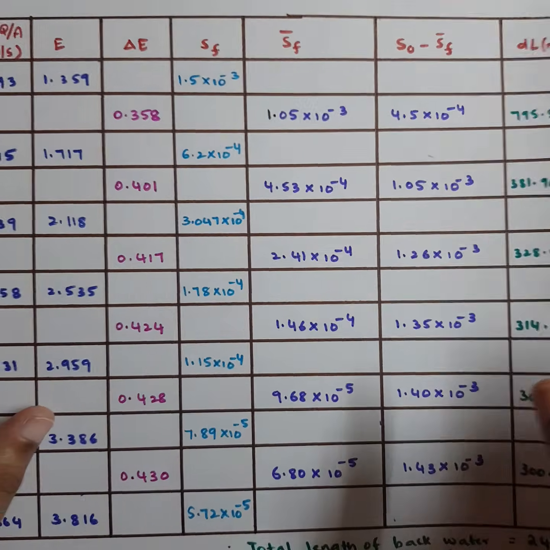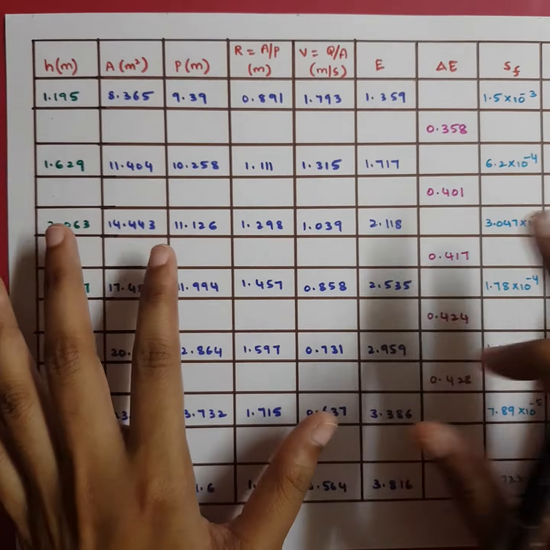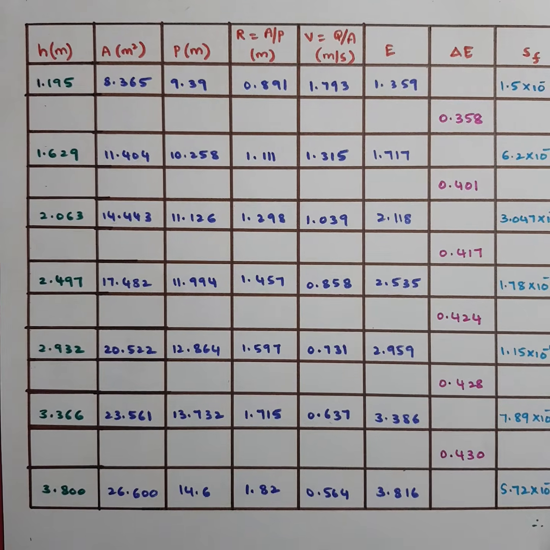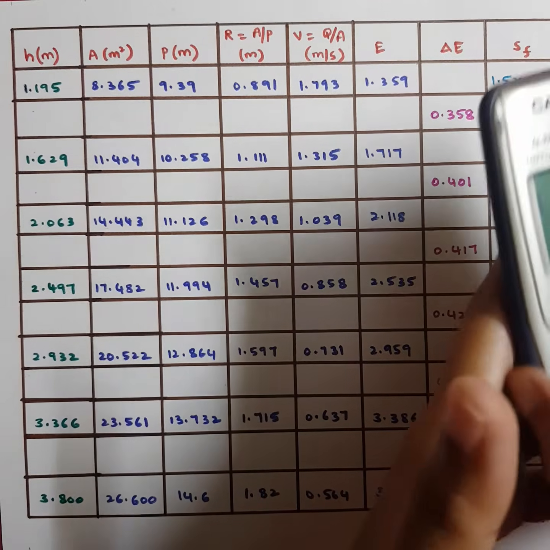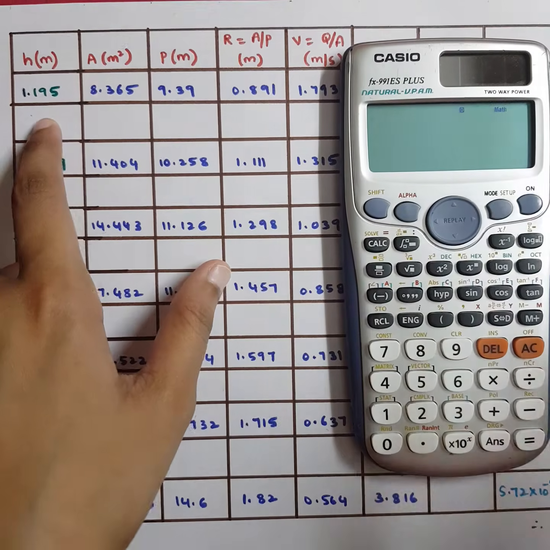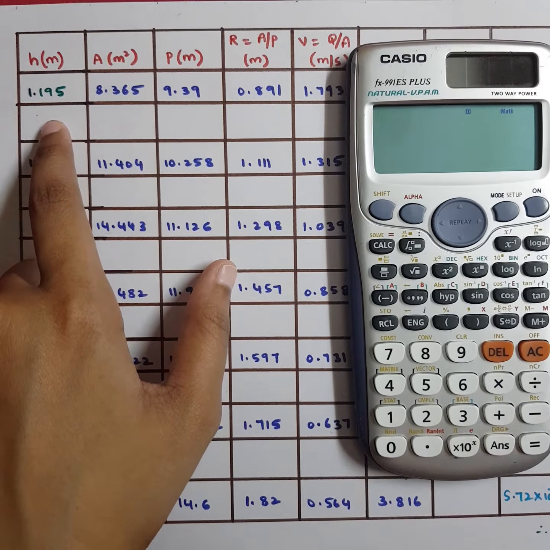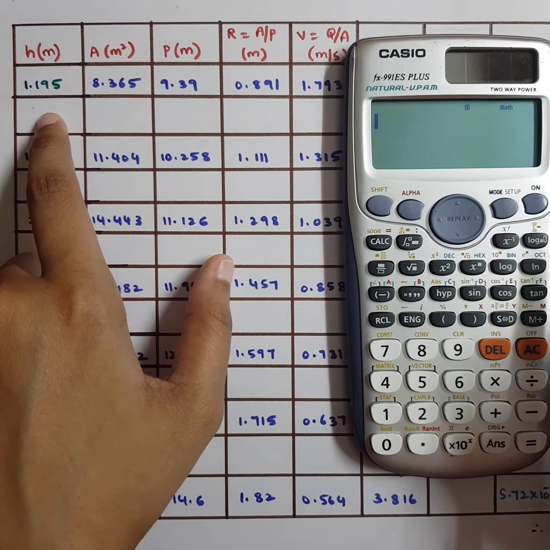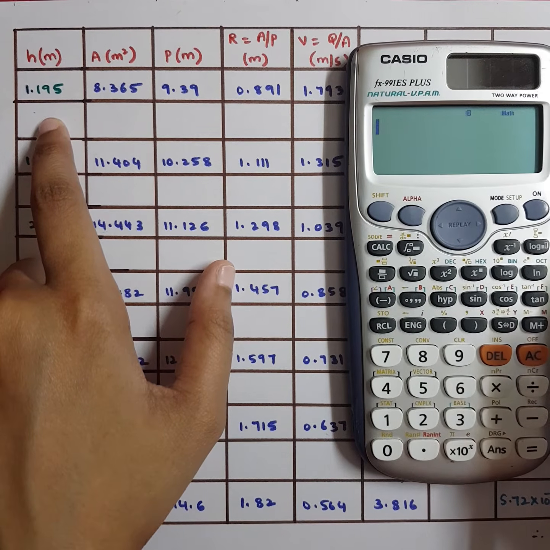Okay. Now I'll explain each and every value in detail. Please try to understand and concentrate. As I've told you, we are dividing into intervals. See, the first depth was 1.195, right? What was this 1.195?